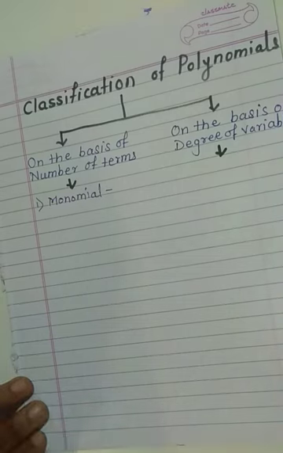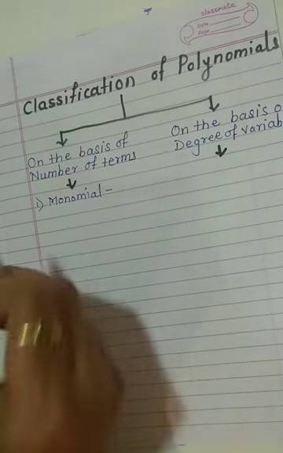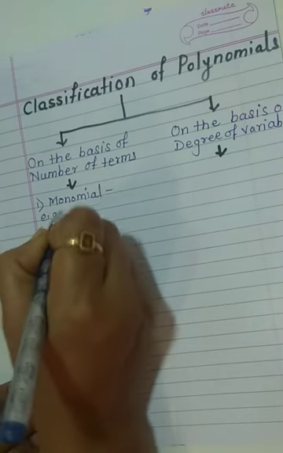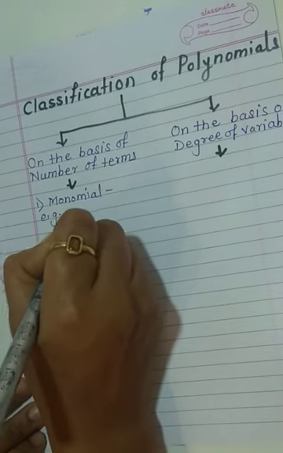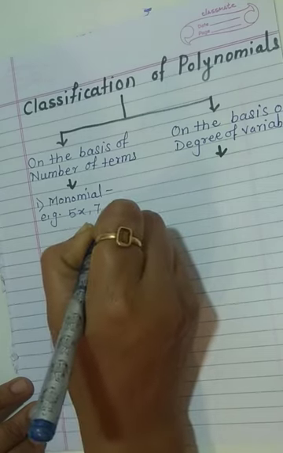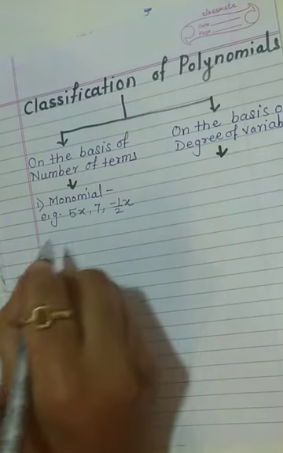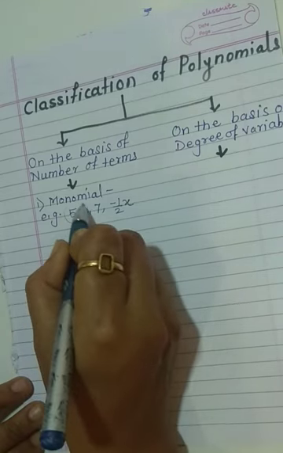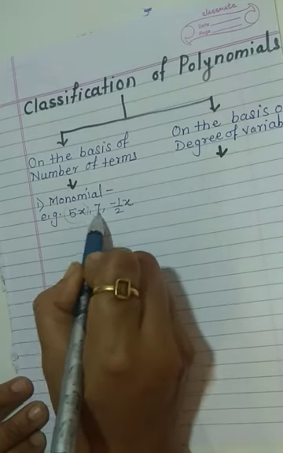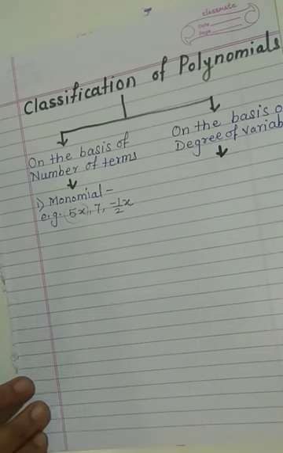Now, a polynomial containing only one term which is non-zero is called monomial. Examples are 5x, 7, or minus 1 upon 2x, like this. So, these polynomials contain only one term, so they are known as the monomial.